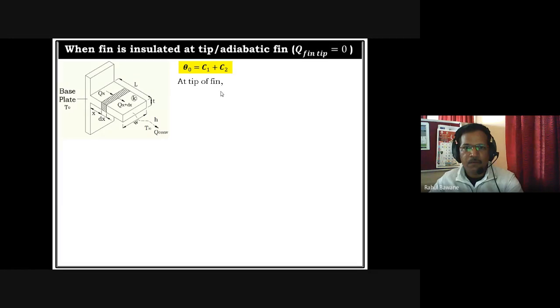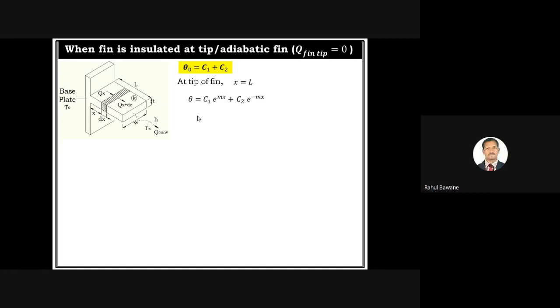Now at the tip of the fin, where length x equals the total length of the fin. So the first condition, when x is equal to 0, gave us this relation. Now applying the second condition at the tip surface where x becomes L. So this is our generalized equation: theta equals C1 e raised to the power mx plus C2 e raised to the power minus mx.